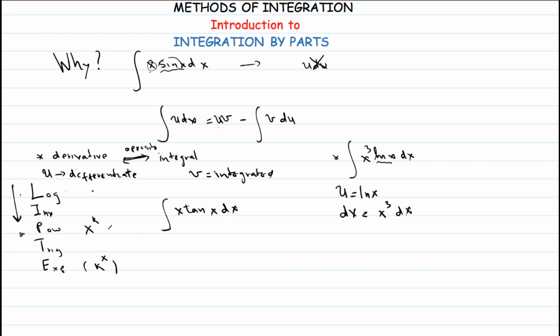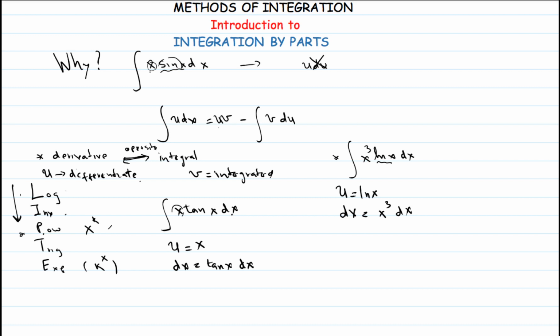So you have log here, you don't. You have inverse trigonometric, you don't have. Do you have power? Yes, you have power. So therefore, our u is equal to x and our dv is equal to tan x dx. This is how you find u and how you find the dv.